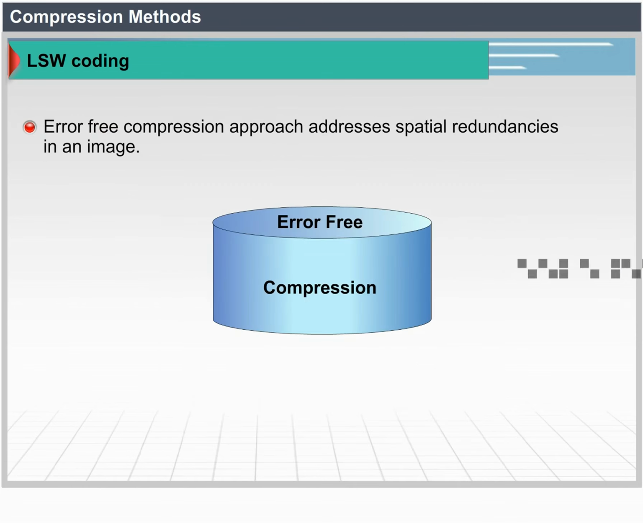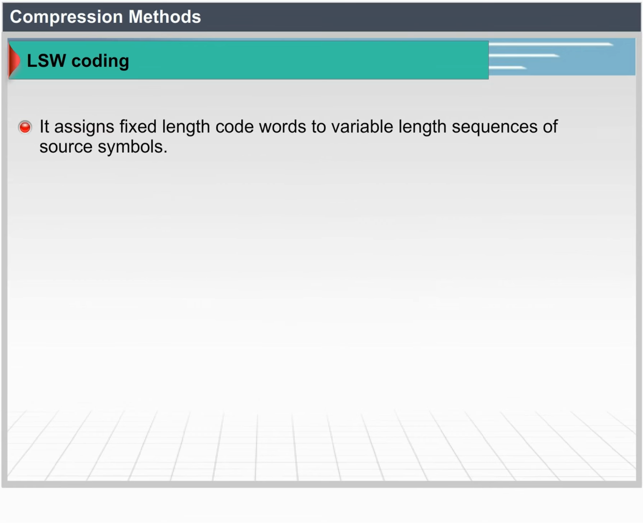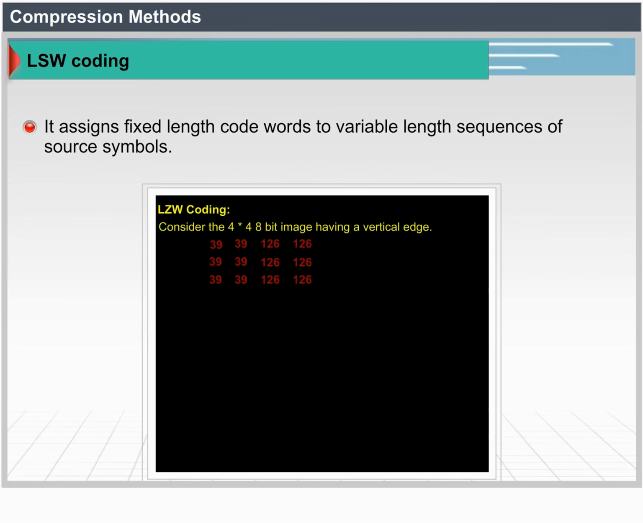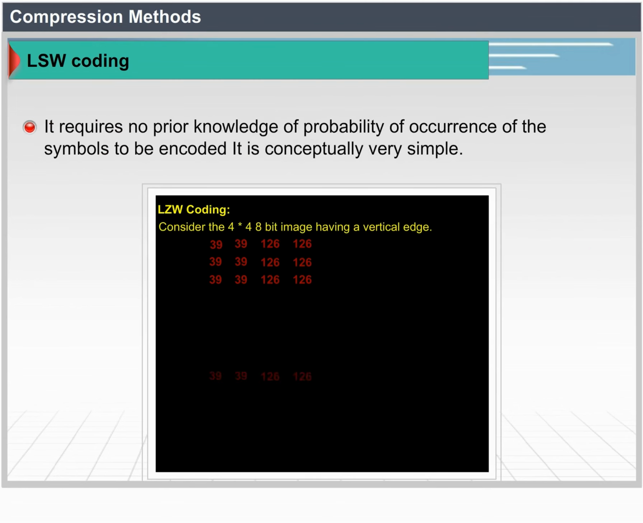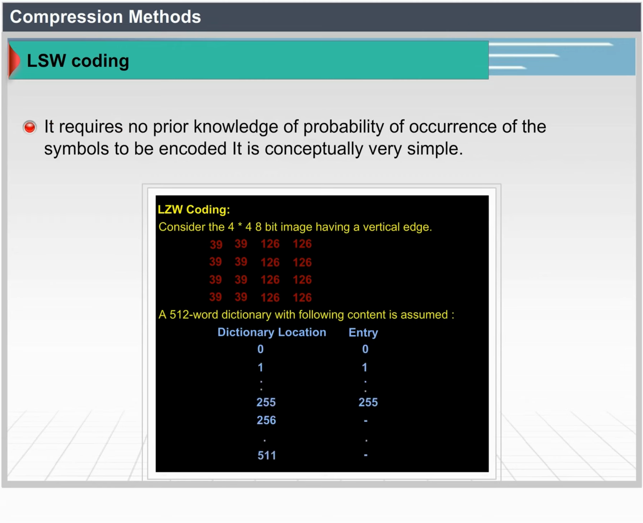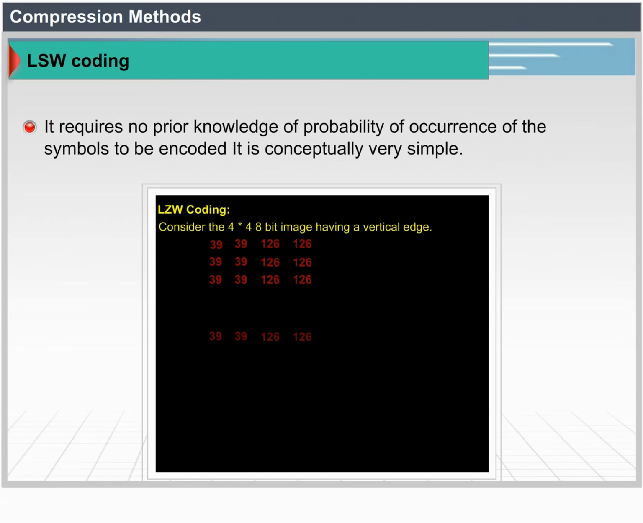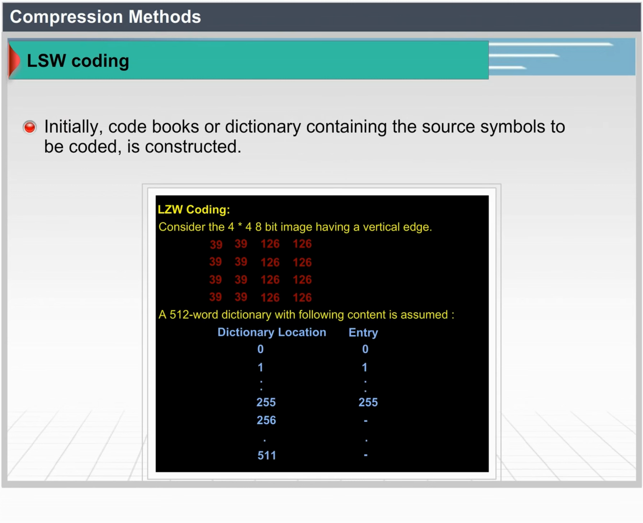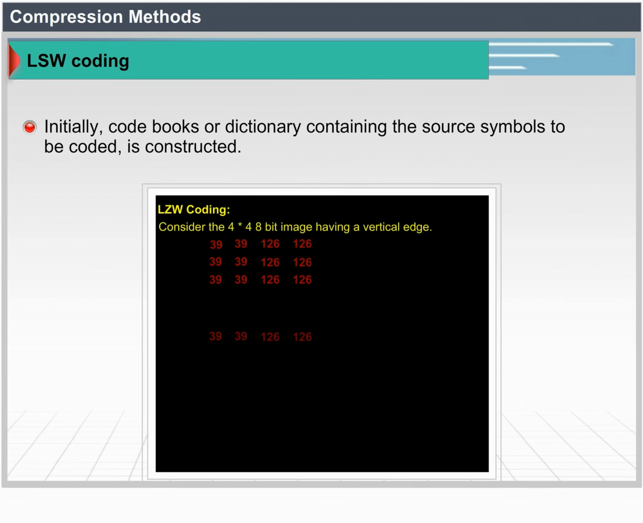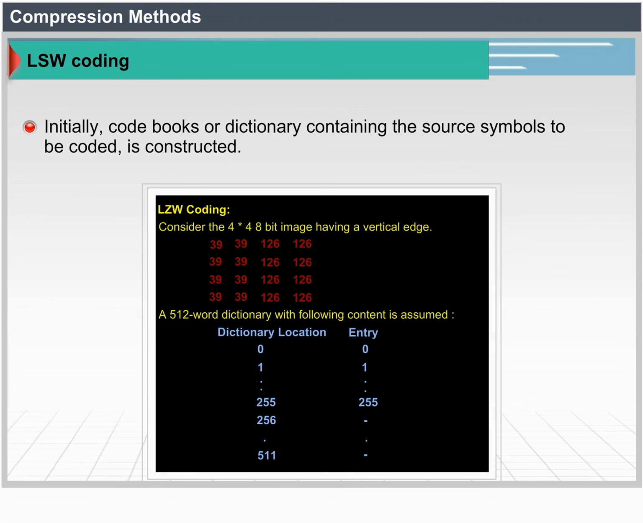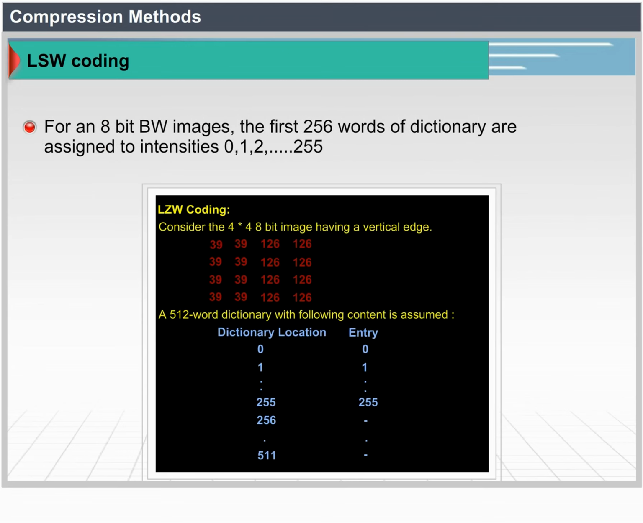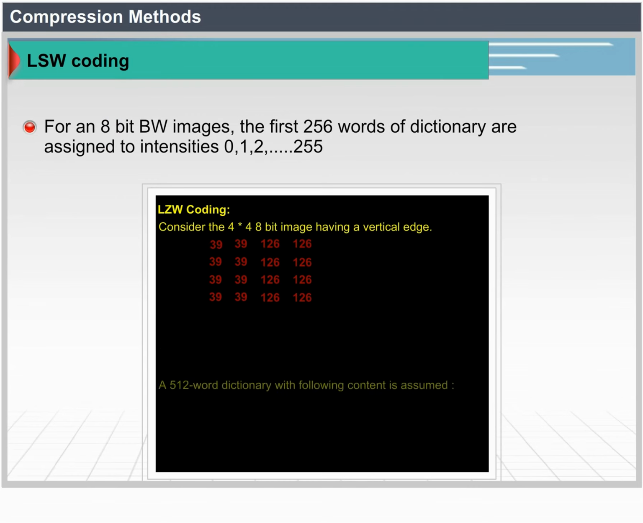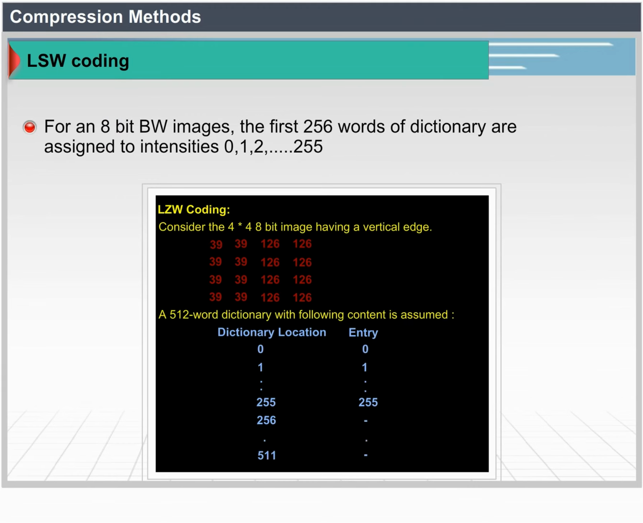It is an error-free compression approach that also addresses spatial redundancies in an image. It assigns fixed-length code words to variable-length sequences of source symbols. It requires no prior knowledge of the probability of occurrence of the symbols to be encoded. It is conceptually very simple. Initially, a code book or dictionary containing the source symbols to be coded is constructed. For an 8-bit image, the first 256 words of the dictionary are assigned to intensities 0, 1, 2, going up to 255.